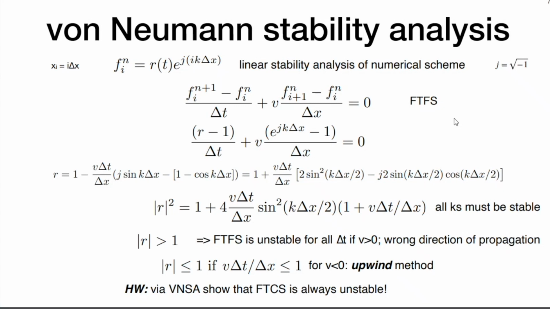If your V is positive, you can actually see this is greater than 1 for all J's. If V is greater than 0, then this is unstable for all J's. So it's extremely numerically unstable. But if V is negative, then it can be stable. So you can show that this forward time, forward space scheme is unstable for V greater than 0, and it's stable if V delta t by delta x is less than 1 for negative velocities. Which could also just mean that it's stable if you're simulating it backwards in time.